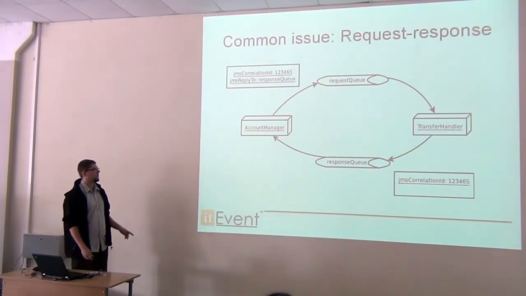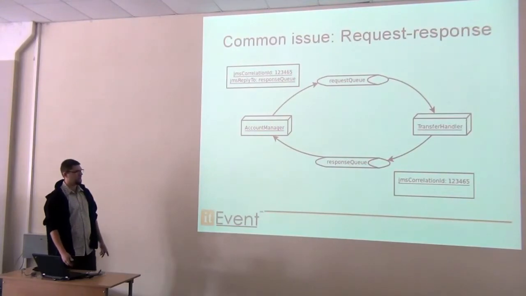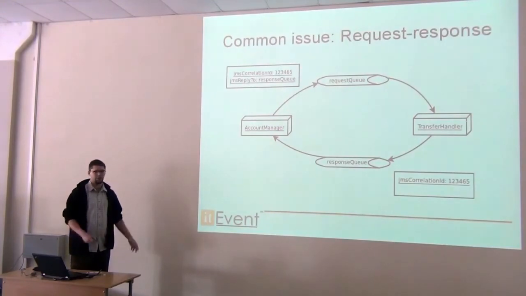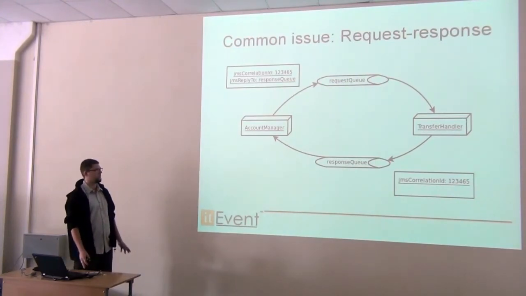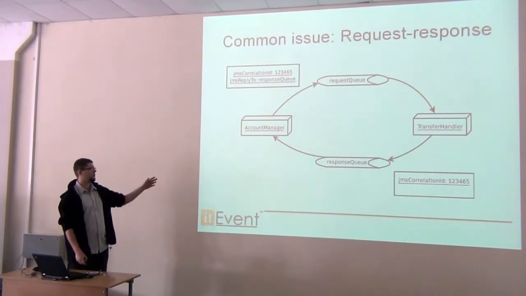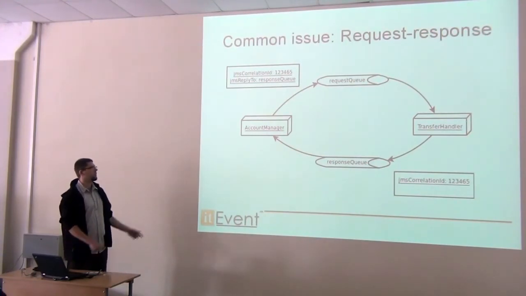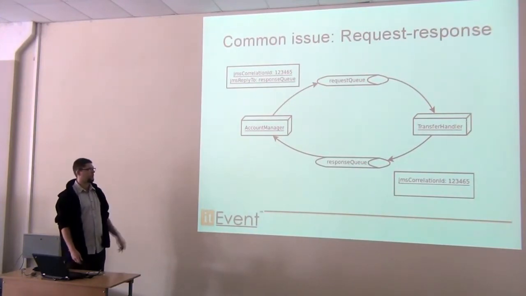To implement this, you would probably use the JMS correlation ID. It is a JMS header, and it allows you to pair request and response. You have to code it manually. It's just described in the standard that there is some field that allows you to do it. But generally you do it this way: a request comes, the requester puts the correlation ID into the request, then you handle the request and rewrite the correlation ID from the request to the response and send the response to the response queue.